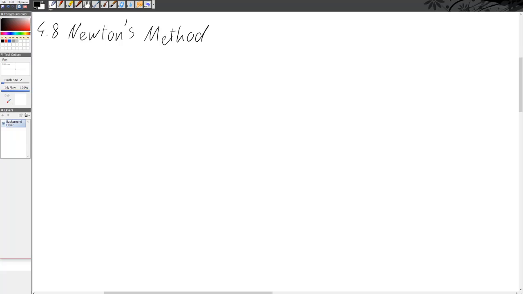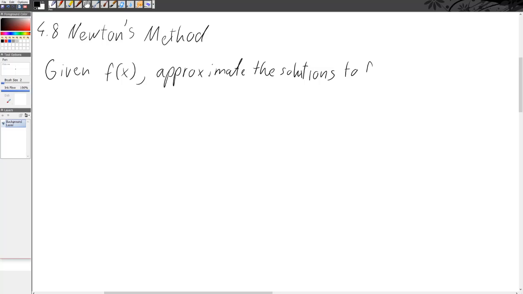Okay, so for this section, we want to talk about Newton's method. The whole idea of Newton's method is to be able to approximate the roots of a function. What I mean is, given f of x, approximate the solution to f of x equal to 0. Where is the roots of the function?